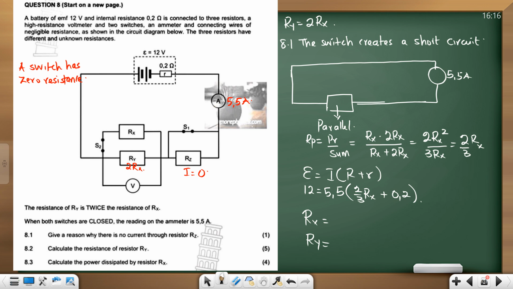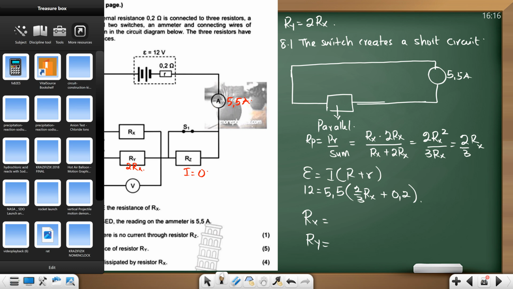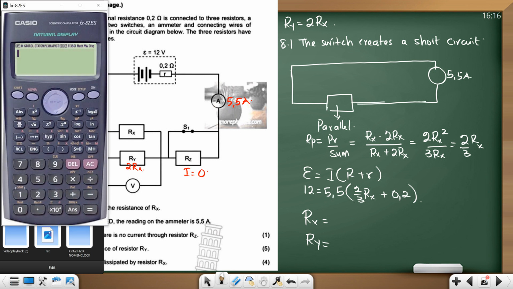All right, I'm seeing 2,97. Is that correct? Which one is this? Is that Rx? We divide both sides by 5,5. Let's increase my pace now. 12 divided by 5,5 would give me that, and minus, take the 0,2 over that, and then divided by 2 over 3. 2,97.